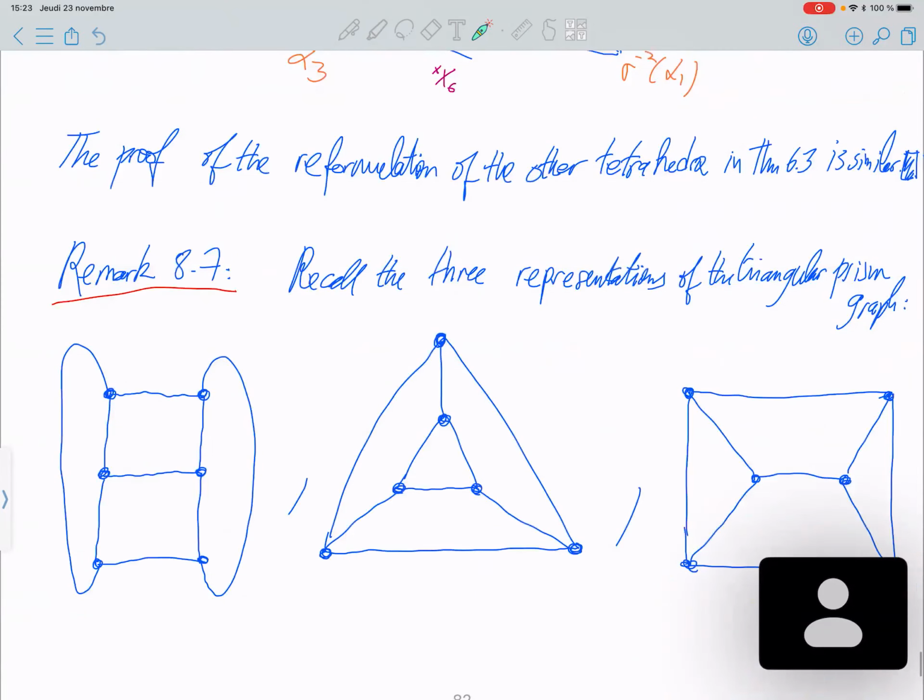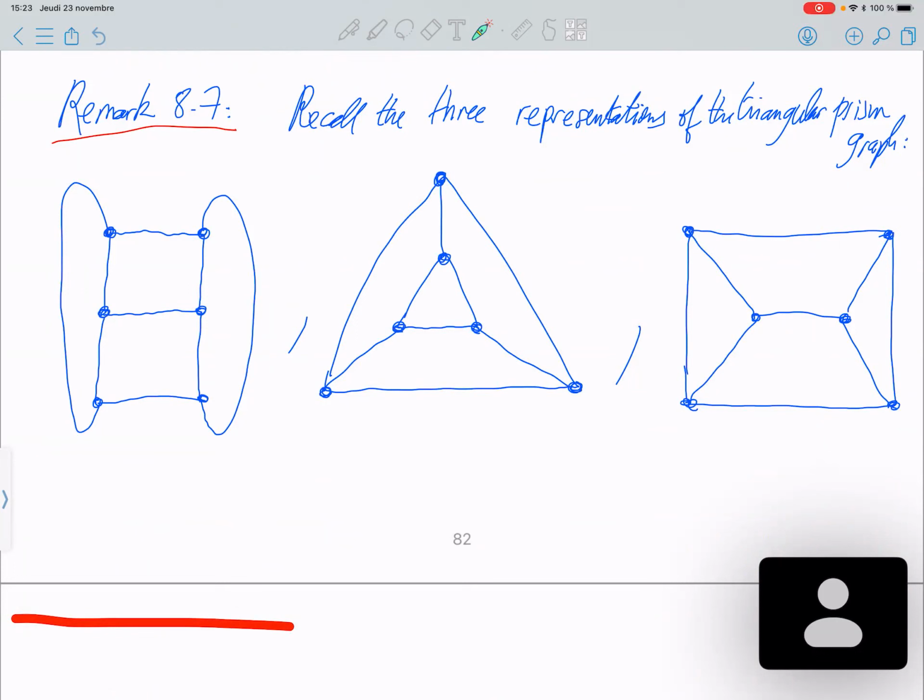Okay, so last week I finished by drawing the three representations of the triangular prism graph. Remember that we use this one as a model for the monoidal triangular prism. We use this one to explain the idea of the triangular prism equation, the proof using the Dylan-Thurston picture. And now we will use this one to simplify. We will use this one as a simplified triangular prism using the symmetry and the sphericality.